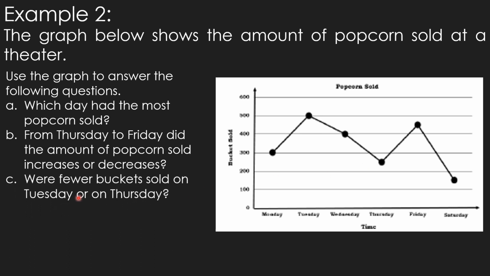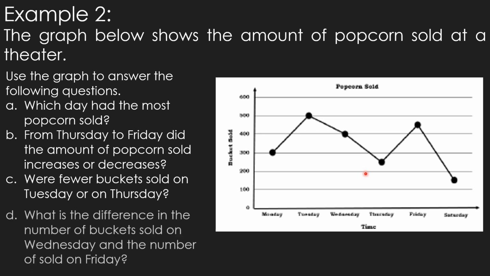Next question. Were fewer buckets sold on Tuesday or on Thursday? Tuesday, we have here as the highest. And on Thursday, we have here a low one. So therefore, we have Thursday as the day where fewer buckets were sold.